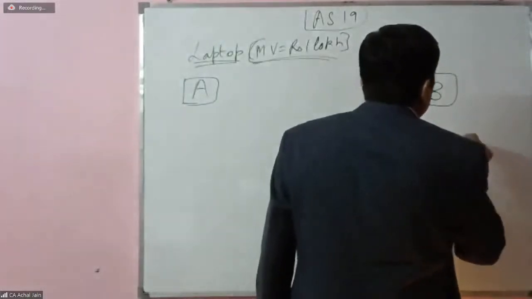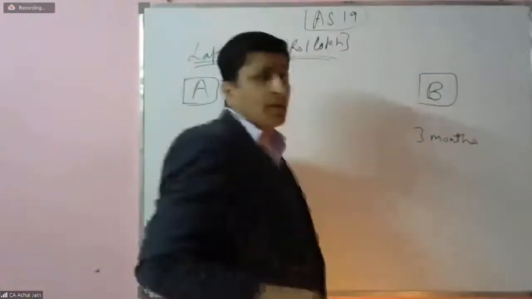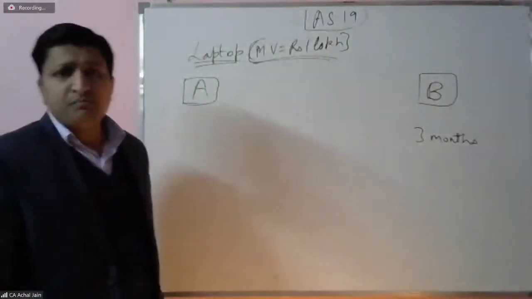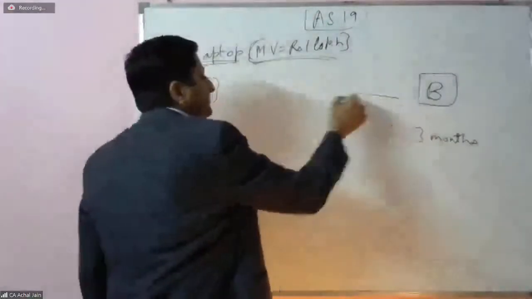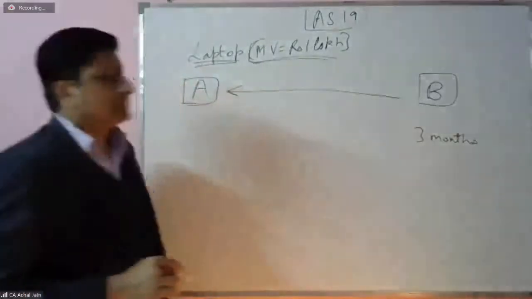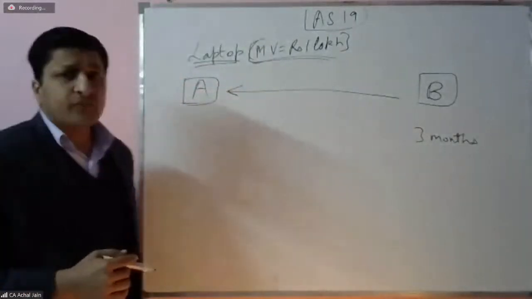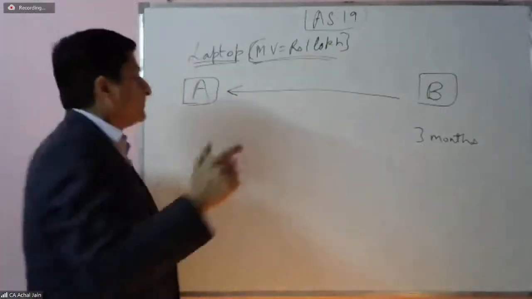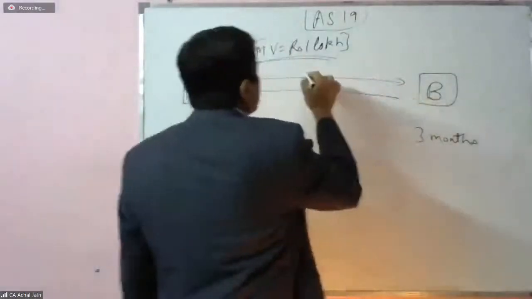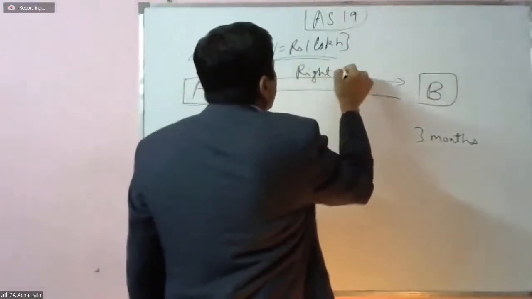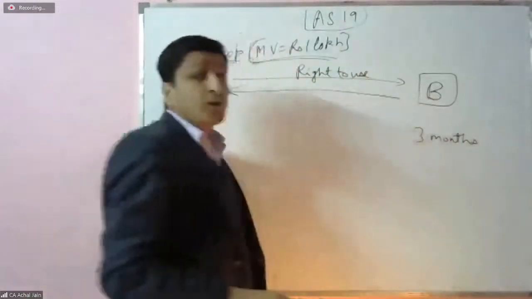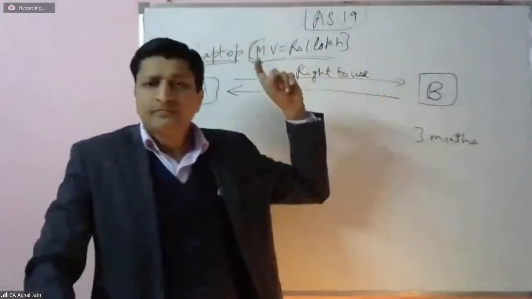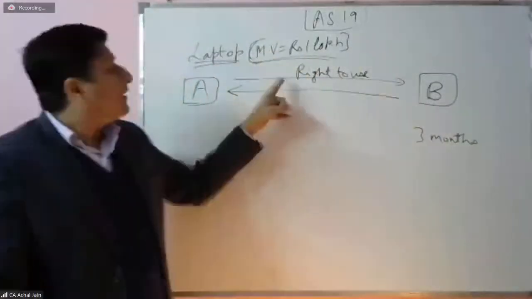B needs this laptop for 3 months. So what would B do? B will reach out to A, and B is asking for this laptop on rent from A, which A has agreed. A has agreed to transfer the right to use this laptop to B.